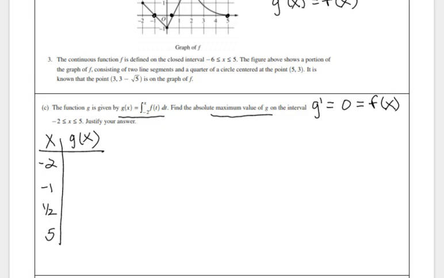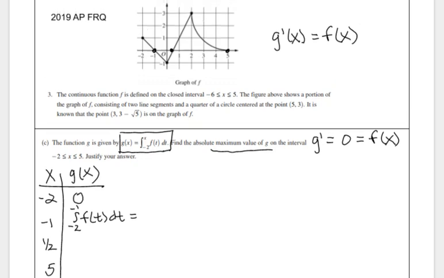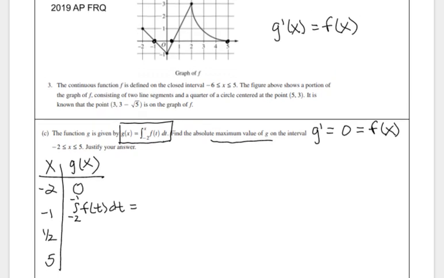All right, so we're just going to find the values of those integrals. So here's our function g of x. So the integral from -2 to -2, I'm not even going to write it out. We know it's just going to be 0. But now I'm going to do the integral from -2 to -1 of f of t dt. So the area between -2 and -1 is just that little triangle there. So it's 1/2, base is 1 and height is 1. So it's just a 1/2.